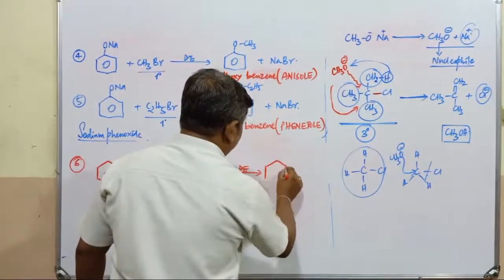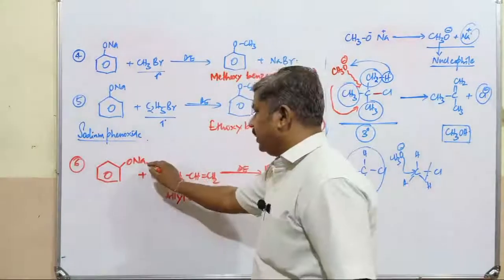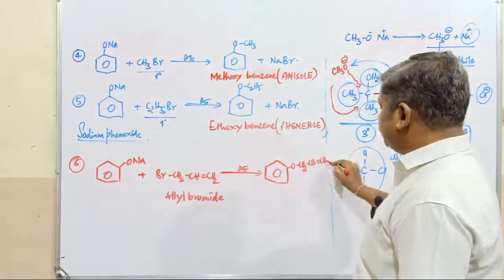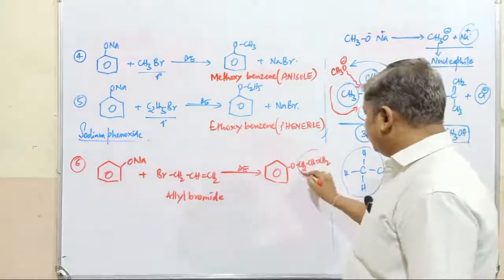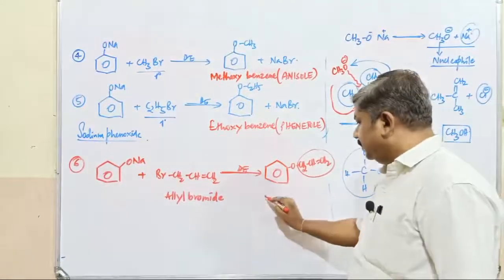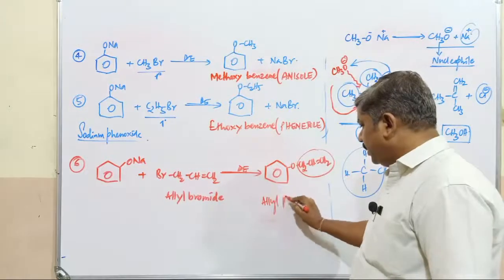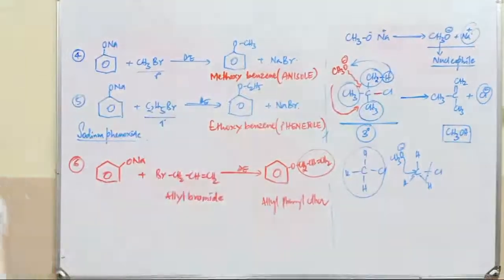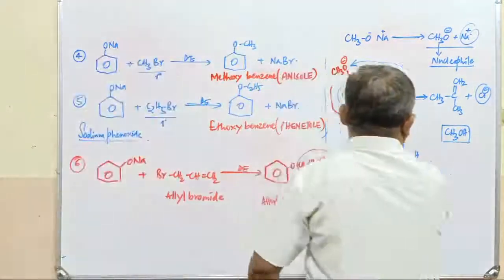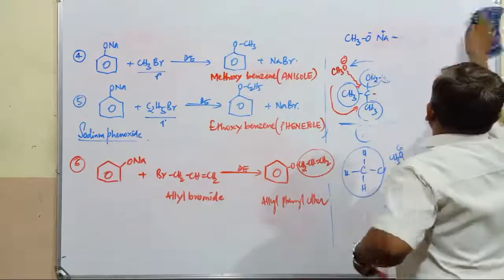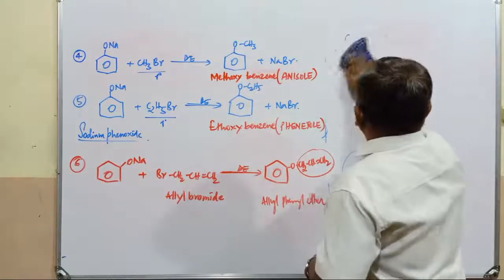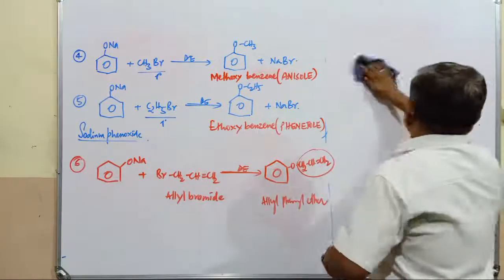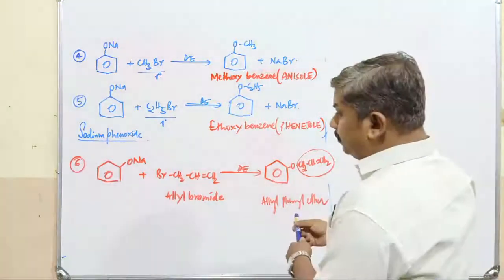So the compound is this: NaBr gets eliminated, and it is OCH2CH=CH2. What is the name of this group? Allyl. This is phenyl. It is allyl phenyl ether. This compound is called allyl phenyl ether. Its formation takes place, which is also an ether, an unsaturated ether. Right?